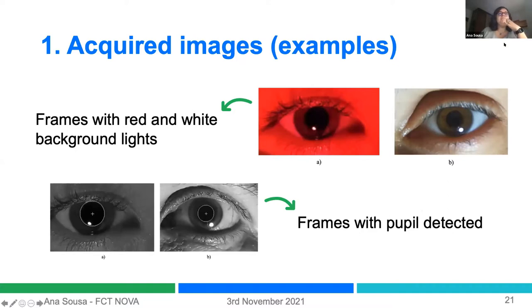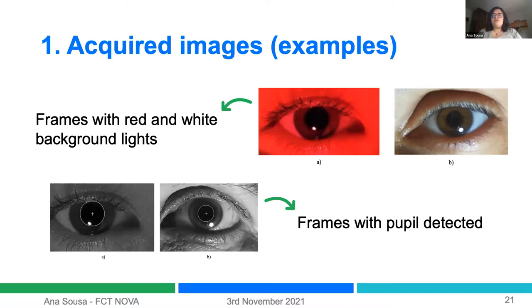So these are examples with red and white background light, and we can see that we have a proper contrast between the pupil and the iris. So this is really good. This is what we want for us to be able to detect the pupil. So here are some examples of the pupil detected through our algorithms. This is just to show that.